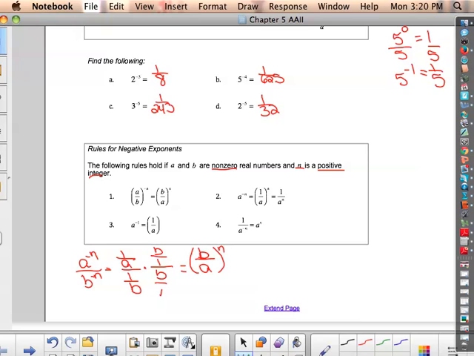Again, if I have a to the negative n, that becomes 1 over a to the n. If I have a to the negative 1, that's just 1 over a. If I have 1 over a to the negative n, that becomes a to the n. What that looks like is I have 1 over a to the minus n, which becomes 1 over 1 over a to the n. Again, multiplying by that reciprocal, top and bottom, I'm going to end up with just a to the n.